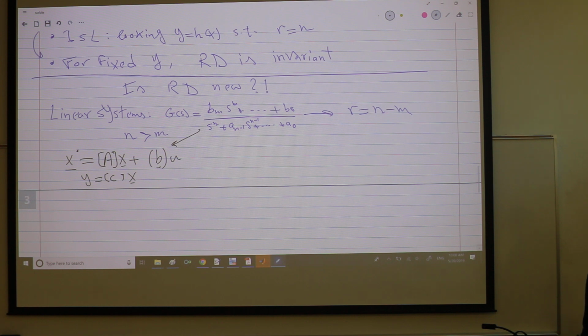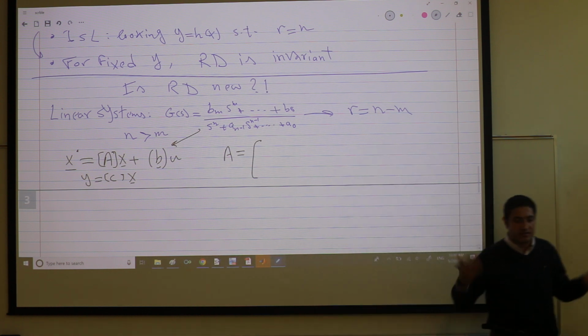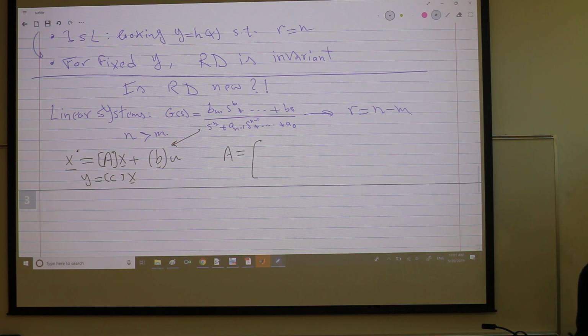Without loss of generality, I can choose A to be the controllable canonical form. Why without loss of generality? Because we just said that the relative degree is invariant. It doesn't matter how you represent your system. So I will choose it to be 0, 1, 0s, 0, 0, 1, and so until here is 1, and the last row is just these coefficients, negative a0, up to negative a_{n-1}. The B is zeros, and the last element is 1.